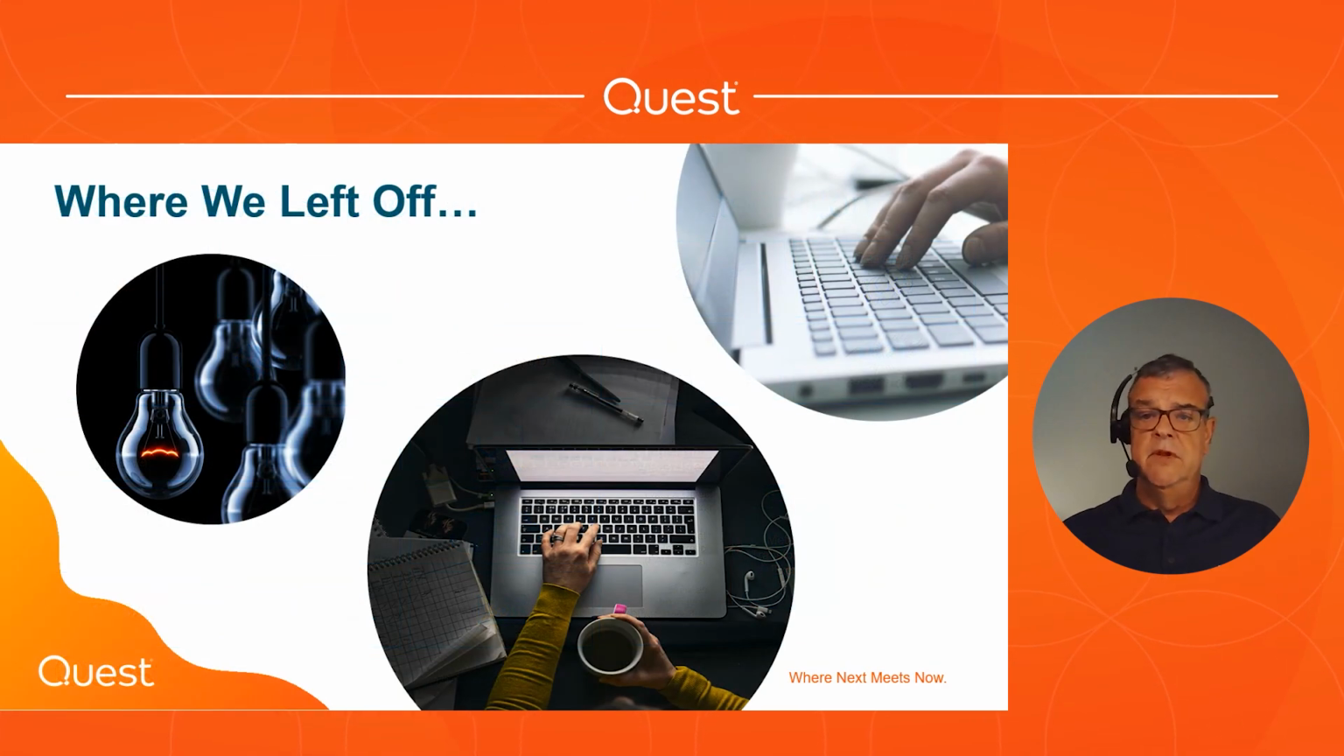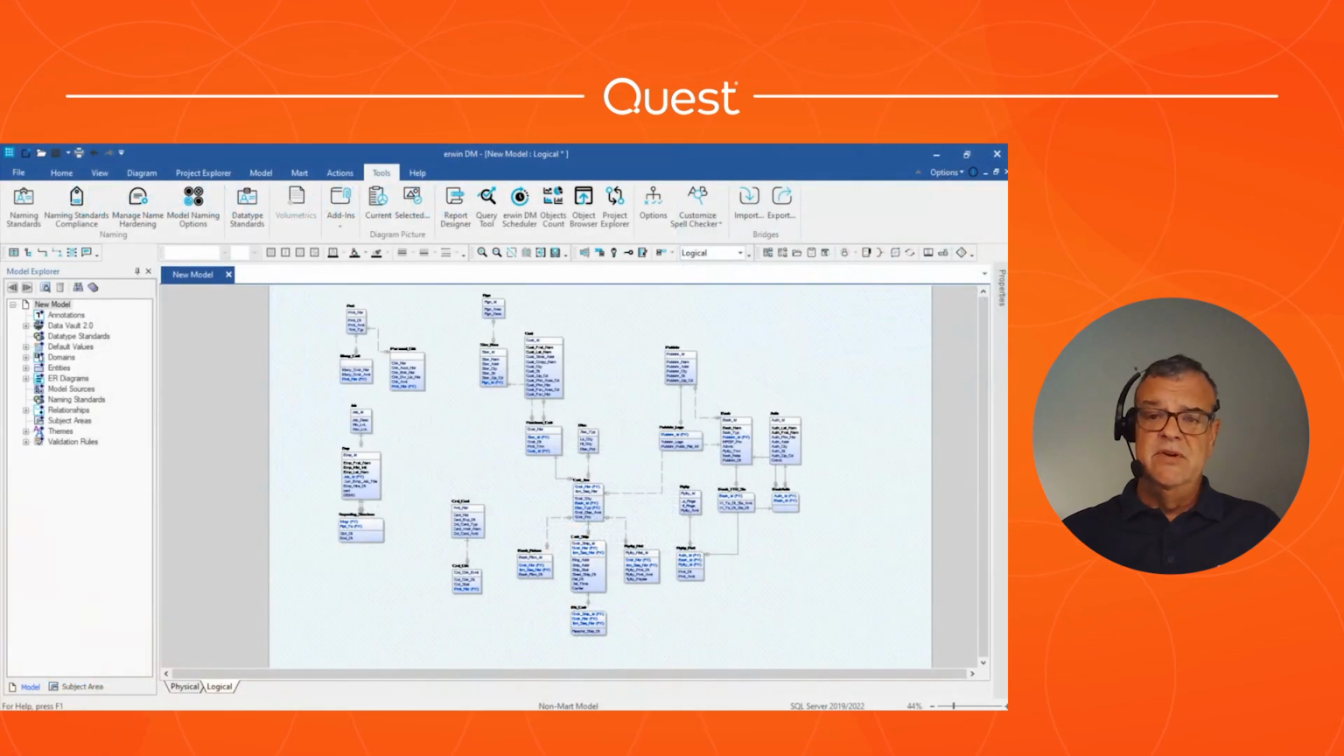So let's go back to where we left off. When we last left our heroes, we had created an Erwin data model, a logical physical data model. We gave these models two diagrams, a logical and a physical. And the last thing we did was we named these models.